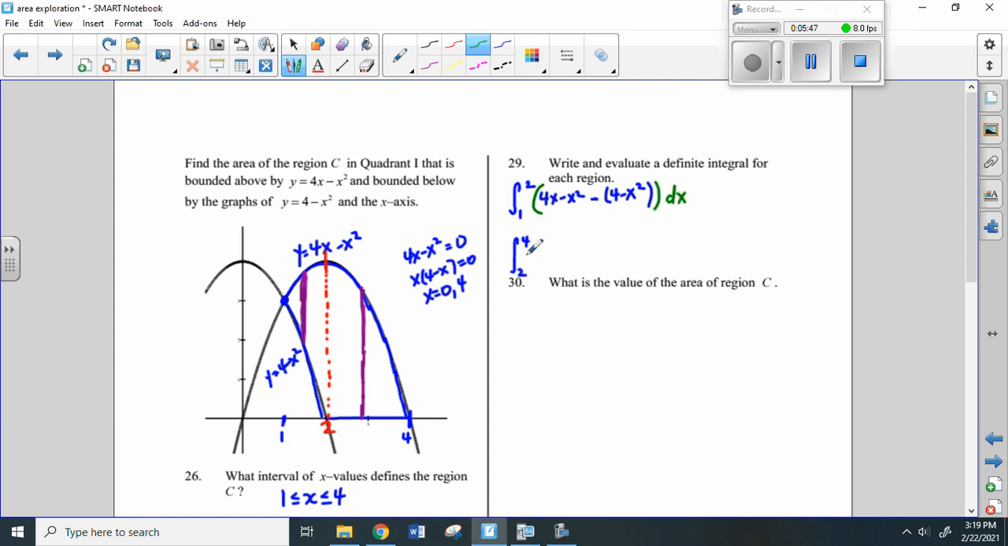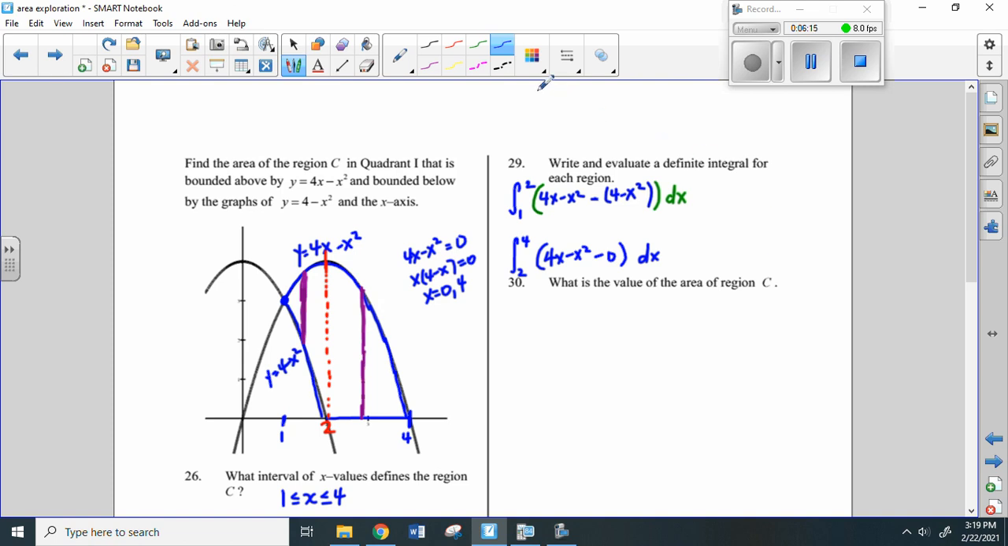Okay, and then when I do the second region, the length is the top minus the bottom, but this time the bottom is 0. So for the top, I just have to know which curve it's on, and it's on the 4x minus x squared curve. And if you want to actually write minus 0, just so you understand the concept, it's always top minus bottom. All right, then we're going to multiply by dx there for the width as well.